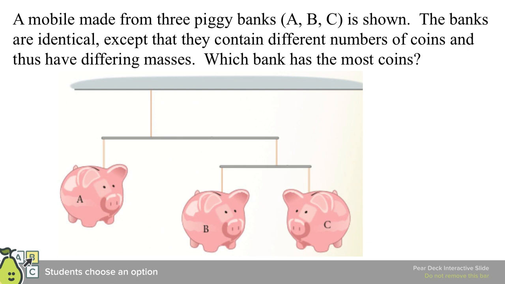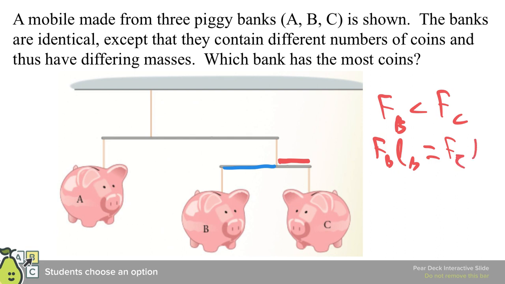Let's focus for a moment on B and C. We can see by eye that the length of the arm for B is more than the length of the arm for C. So we know that the weight of B must be less than the weight of C, because it has a greater distance, and we have the weight of B times the length of B has to equal the weight of C times the length of C. And we know that this is more, so this has to be less.